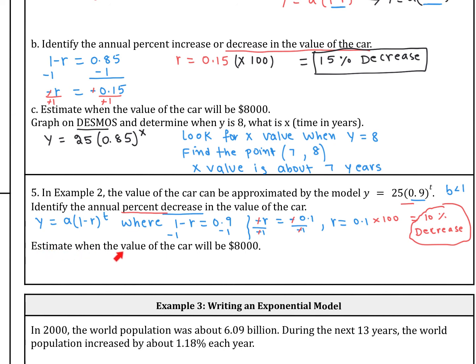For this part right here, you can find out the value using the Desmos calculator. When you use the Desmos calculator, you're going to find out the x value when the value of y is 8,000. So that intersection point is going to be almost 10.7 or 10.8 years.